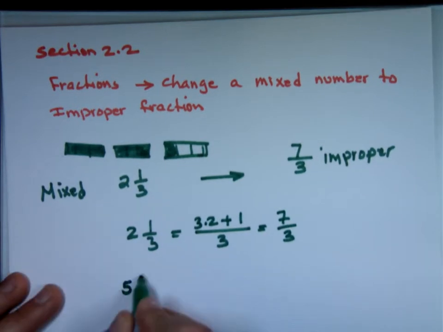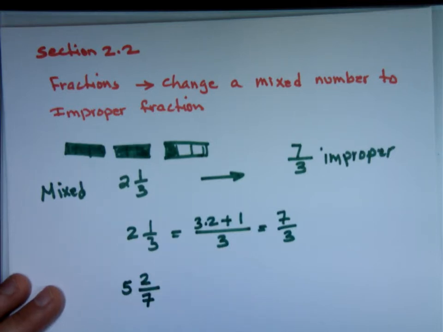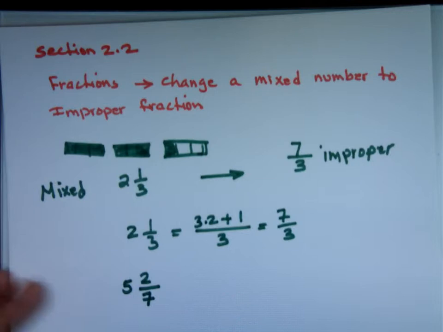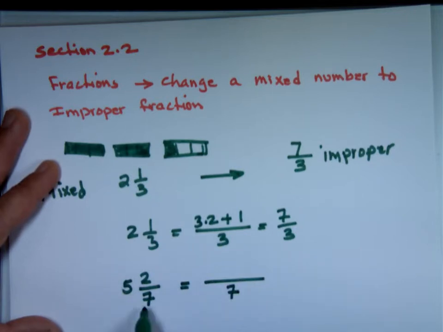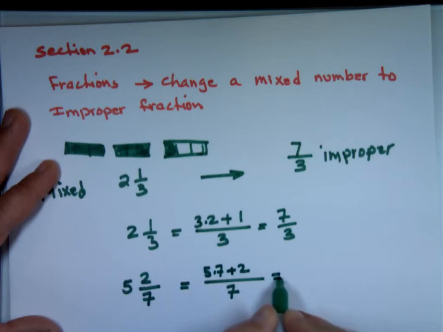5 and 2/7. That's a mixed number. To change it to improper, the bottom stays the same. What's 5 times 7? 35 plus the 2, 37/7.